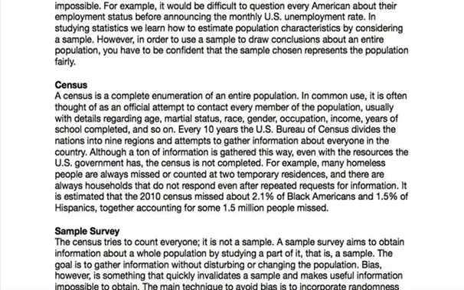So there are always households that do not respond even after there have been multiple requests for information. And so it's actually estimated in the 2010 census that there were about 2.1% of Black Americans and 1.5% of Hispanics that were not taken into account in the census for 2010. And so together those two subgroups accounted for about 1.5 million people that were missed. So although the intention of a census is to contact every single person in a population, sometimes that is difficult.